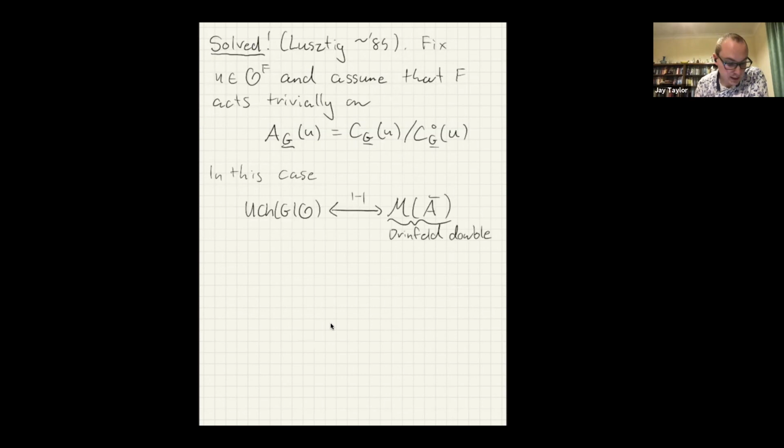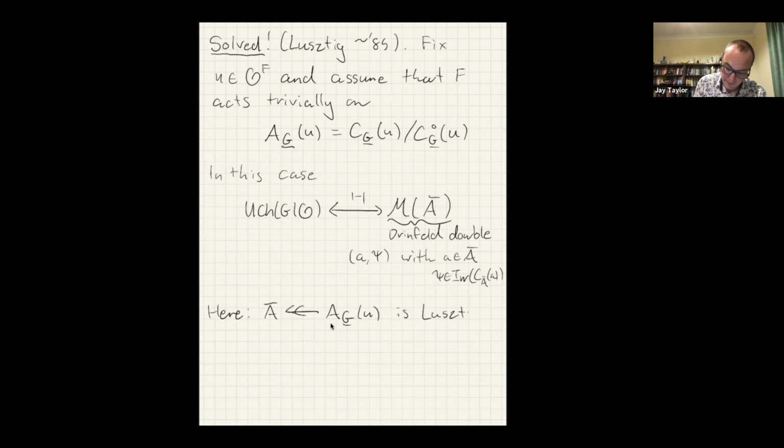So this is the Drinfeld double. It consists of pairs, which are elements of this group A bar, and irreducible characters for the centralizer of that element in A bar. And actually, these should be taken up to a natural conjugation action by the group A bar. Now, I wrote A bar here and not A_G(u), because actually it's not quite the component group that goes here, but a quotient of it, which is called Lusztig's canonical quotient.